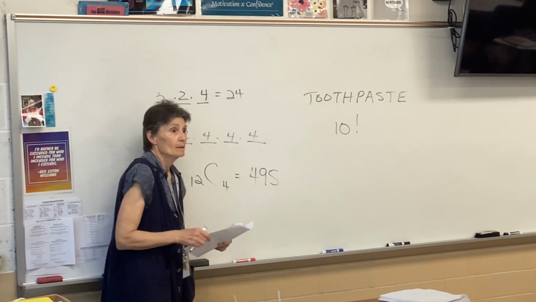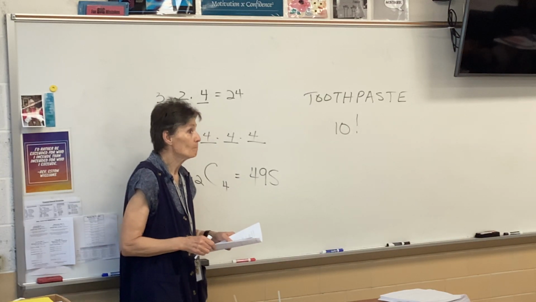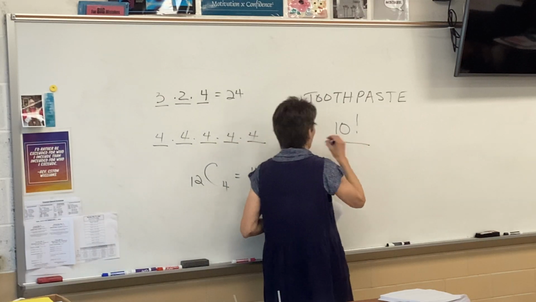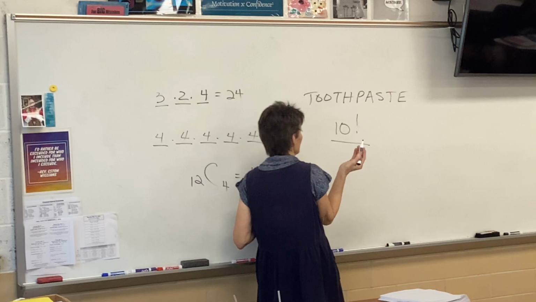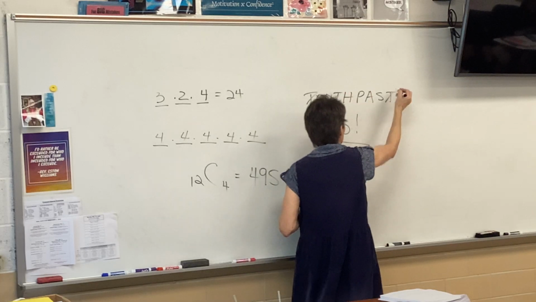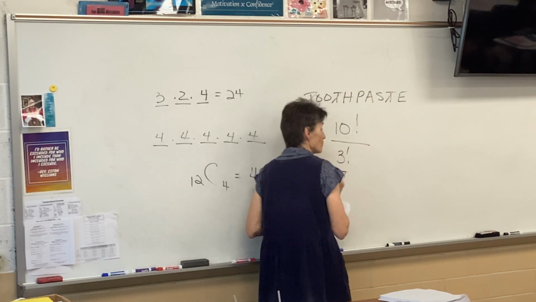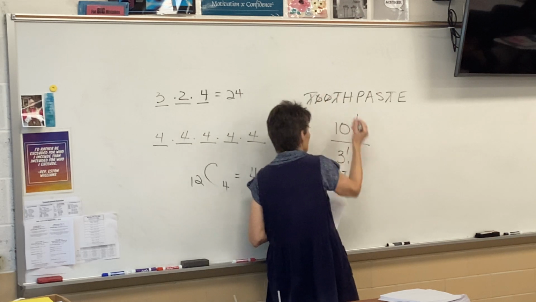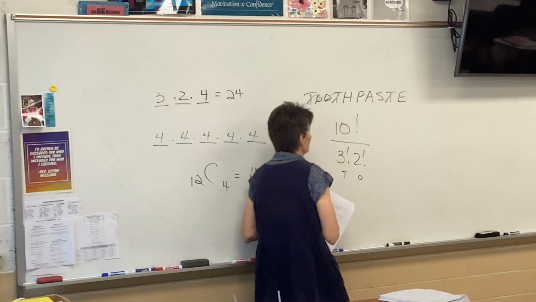Okay. Am I done? Is the answer 10 factorial? No. What else do I have to do? Divide by 3 factorial. Why am I dividing by 3 factorial? You have 3 t's. So I'm dividing by 3 factorial. Those are my t's. And 2 factorial because of my o's.